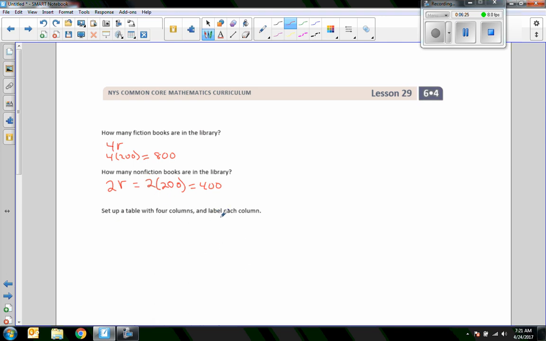Set up a table of 4 columns and label each column. So I'd say fiction, nonfiction, resource, and total would be my table setup.